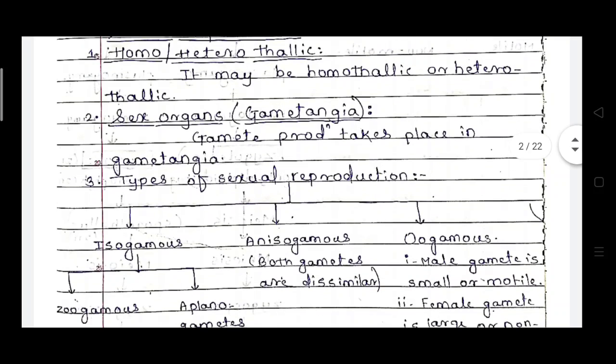So these sex organs are also known as the gametangia. This is also important regarding the MCQs. These sex organs are known as the gametangia. So gamete production takes place in the gametangia. Gametangium जो बॉडीज़ है उसके अंदर सेक्स और गैमेट्स प्रोड्यूस होते हैं.